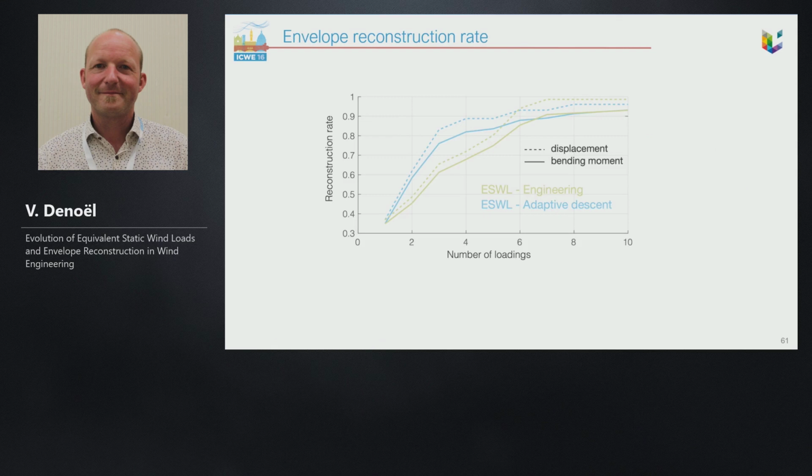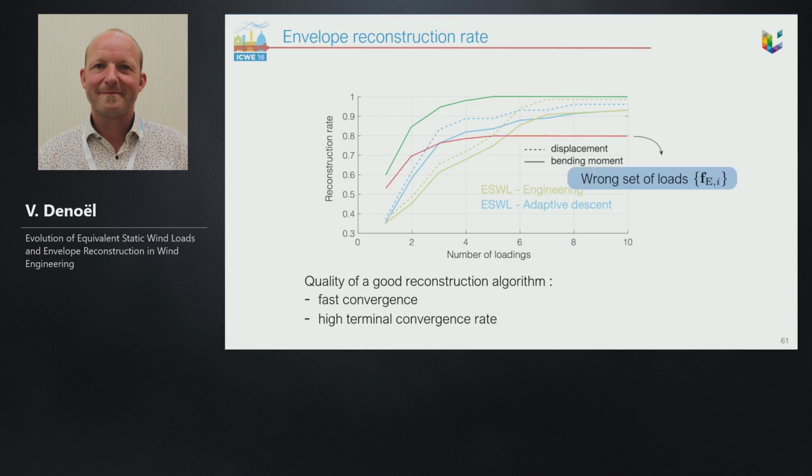And so this is what you would obtain for the reconstruction rate. Of course, it goes much faster because at each time we pick the one that is the worst reconstructed, and so it goes very fast. So what would be the quality of good and bad reconstruction algorithms? The quality of a good reconstruction algorithm is definitely one that grows very fast and starts here very high. But the quality also needs to be such that we want to converge to a unit value over here.